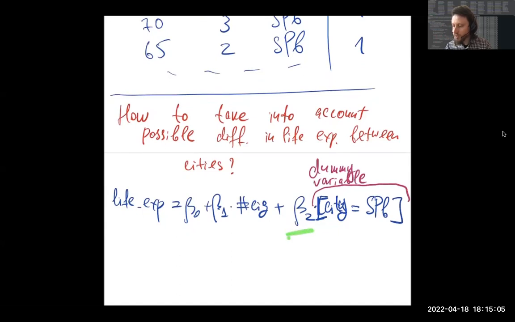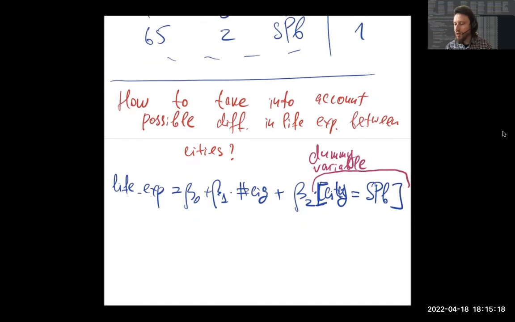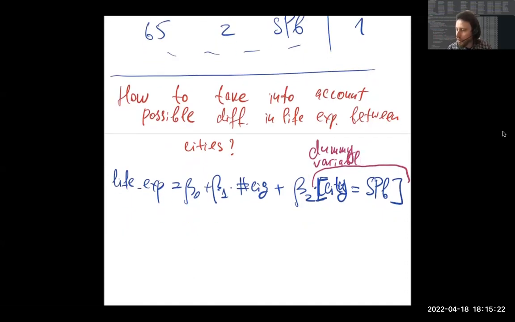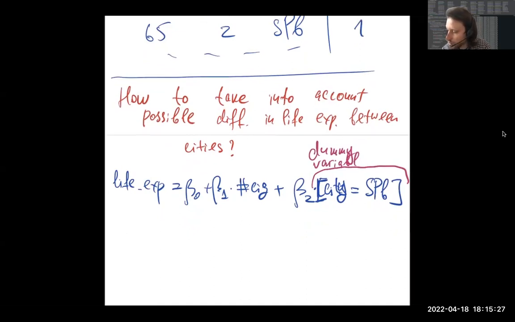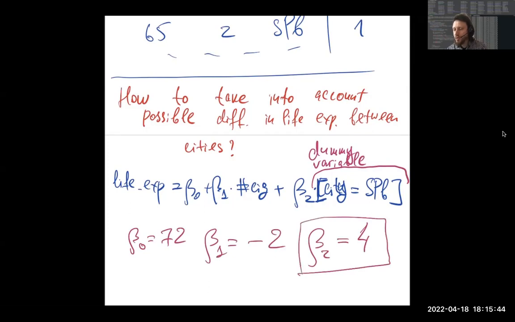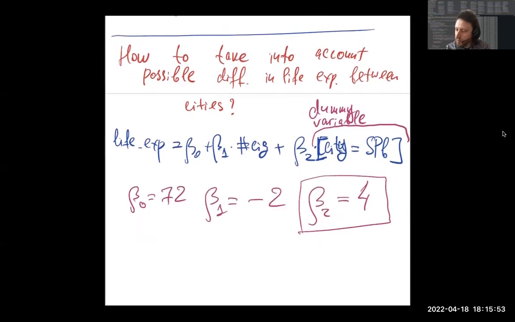Let us discuss the meaning of the coefficient that stands near this dummy variable. Let us assume, for example, that after fitting to the data we have beta naught equals 72, beta 1 equals negative 2, and beta 2 equals 4. How would you interpret this value of beta 2? If the city is St. Petersburg, then it has a positive effect of 4, so 4 years more. People in St. Petersburg live longer than in Moscow.